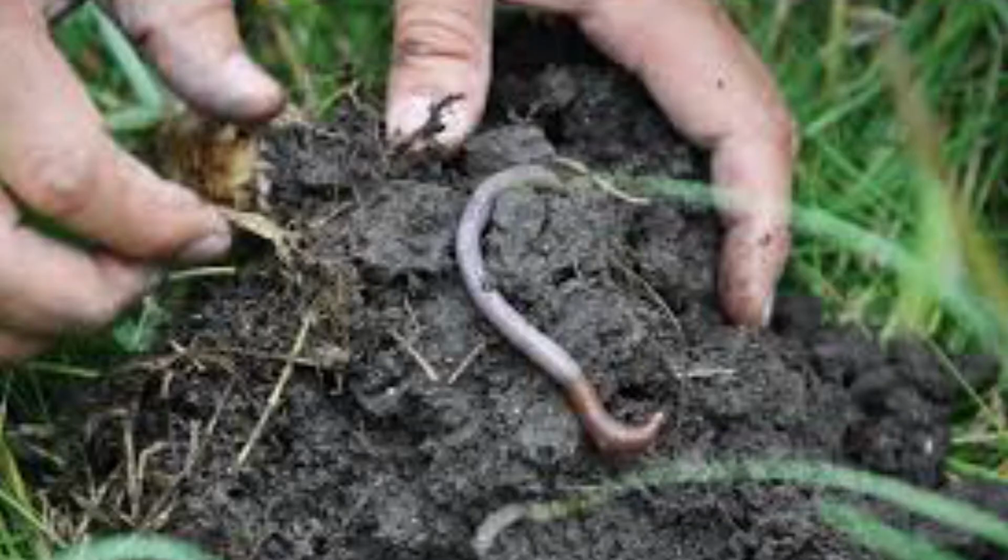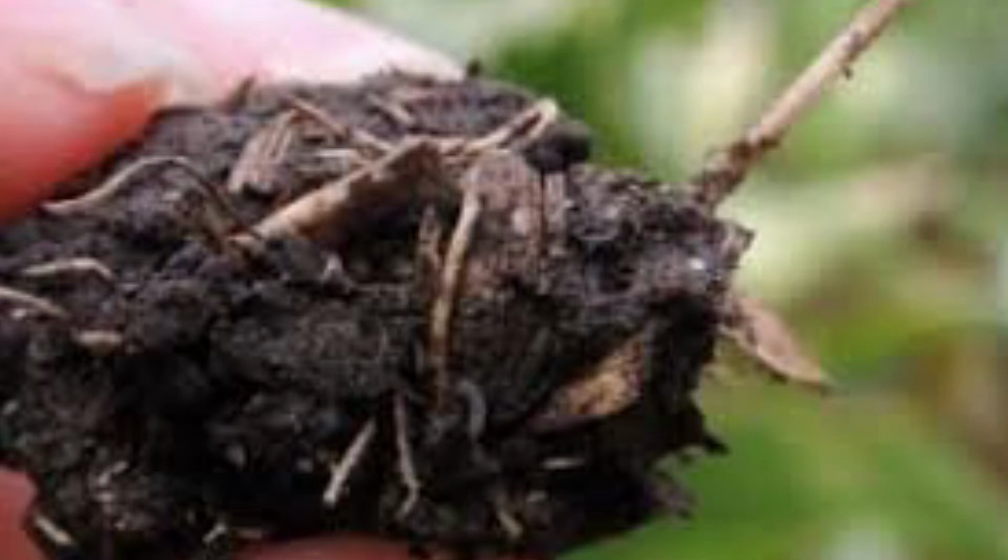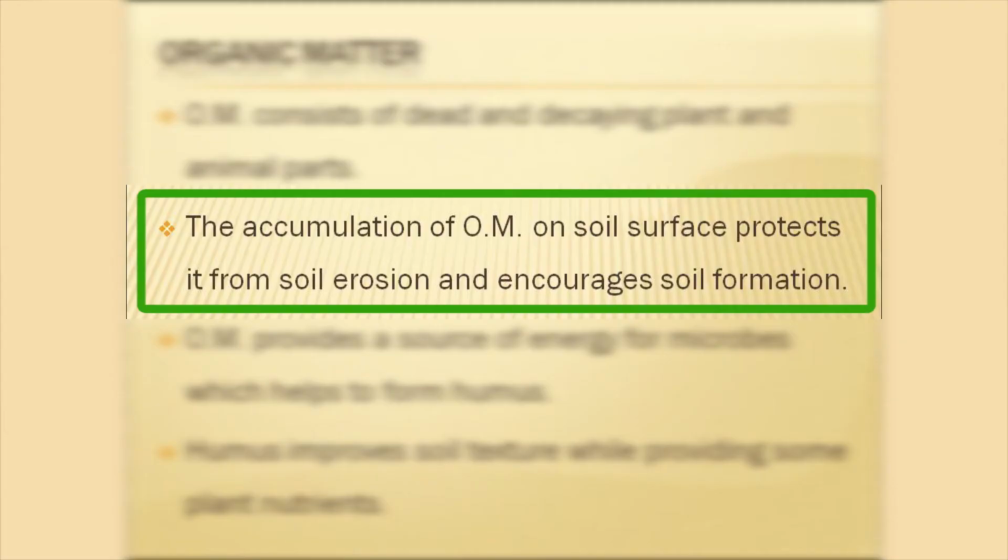This can be plowed directly back into the soil, and organisms such as the earthworms will benefit from the food provided by the plant material that you plowed back into the soil. The accumulation of organic matter on soil surfaces protects it from soil erosion. It's an umbrella effect. If you are preventing direct flow of water over the land, this organic matter cushions the water flow and will prevent the soil from being eroded over a period of time, whether in the short term or in the long term.